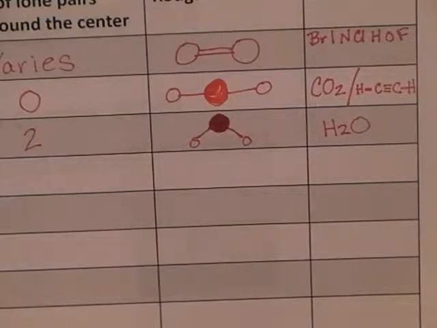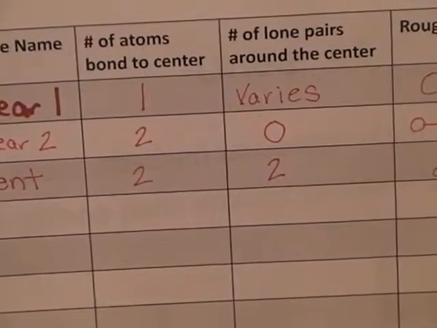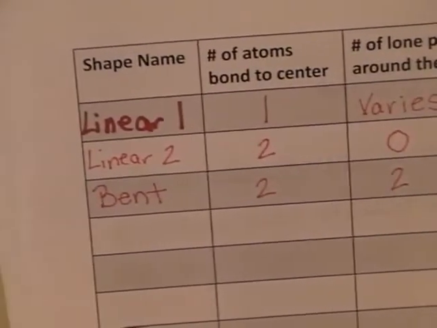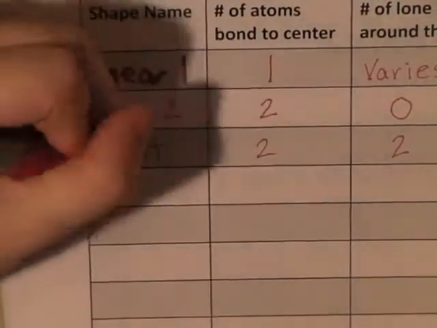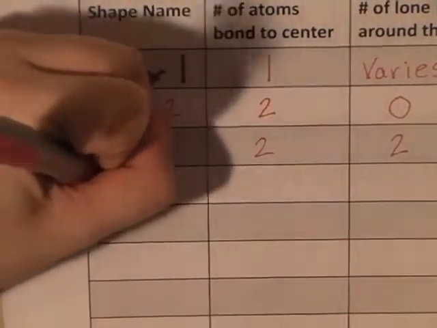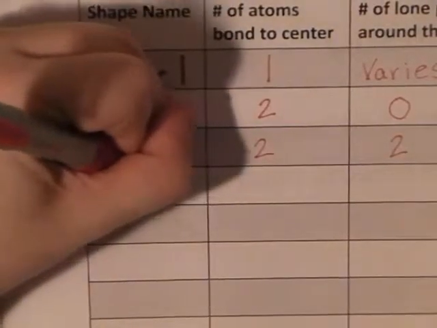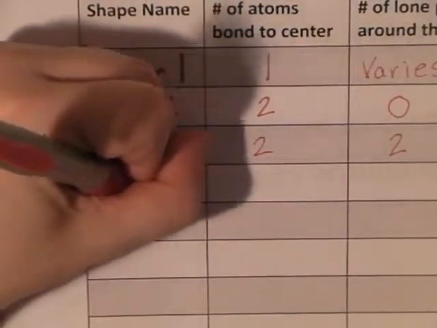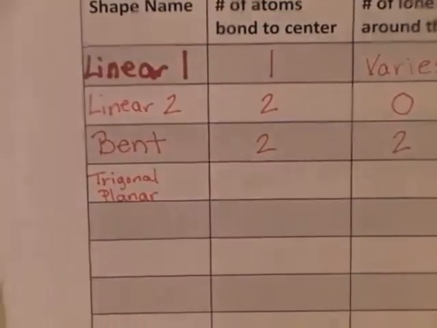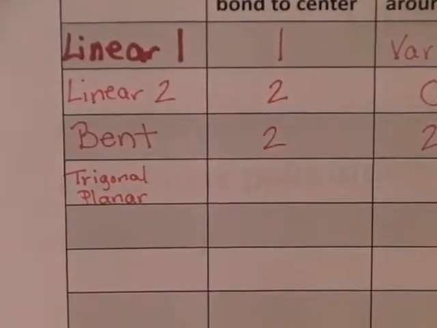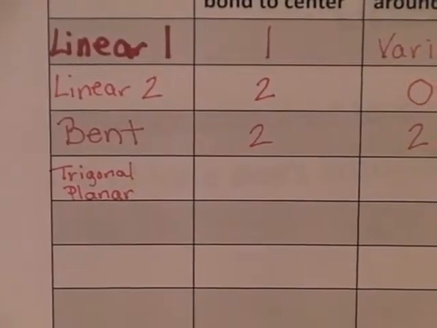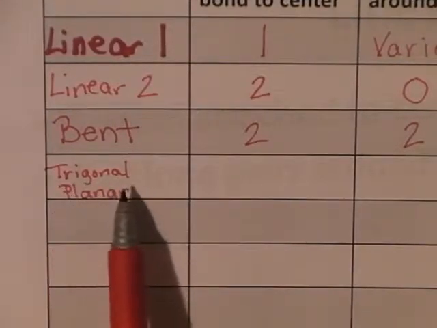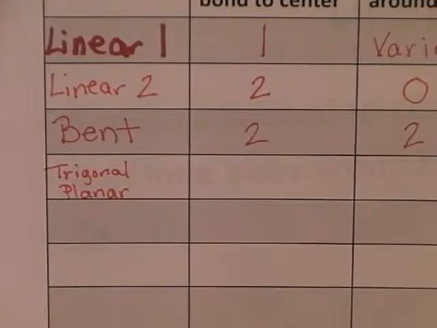All right, so we're just going to try to go directly up in order. So if you look at the way our numbers are going, number of atoms bonded to the center, we've got 1, we've got 2, 2. So our only next option is 3. So this next one is called trigonal planar, P-L-A-N-A-R, trigonal planar. All right, so as soon as you see trigonal, it sounds like triangle. How many sides does a triangle have?